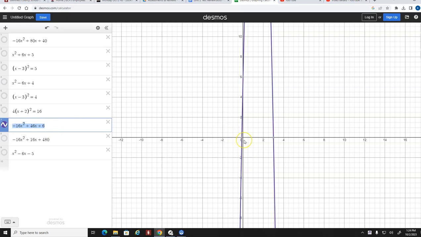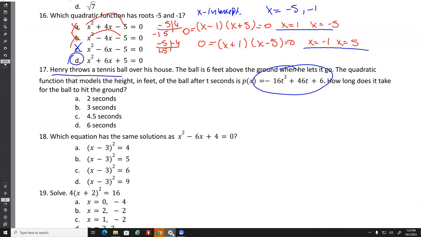And again, it is asking you, how long does it take for the ball to hit the ground? This is when it hits the ground, because remember, this is a live event, so you cannot have anything negative. This is your ground right here. So how many seconds does it take? 3. X represents seconds. This is your height, in feet. So again, 3 would be your correct answer for this question right here.